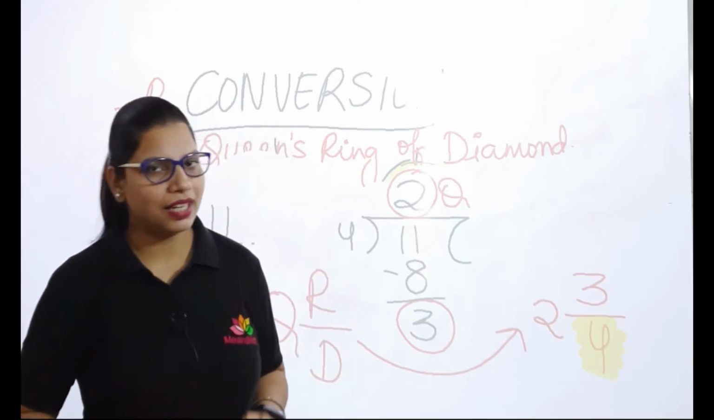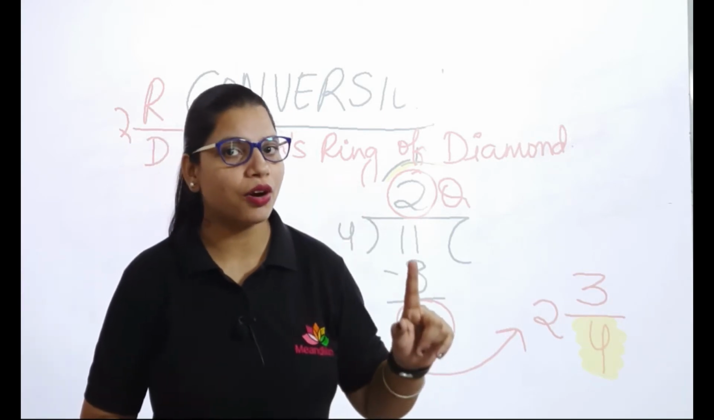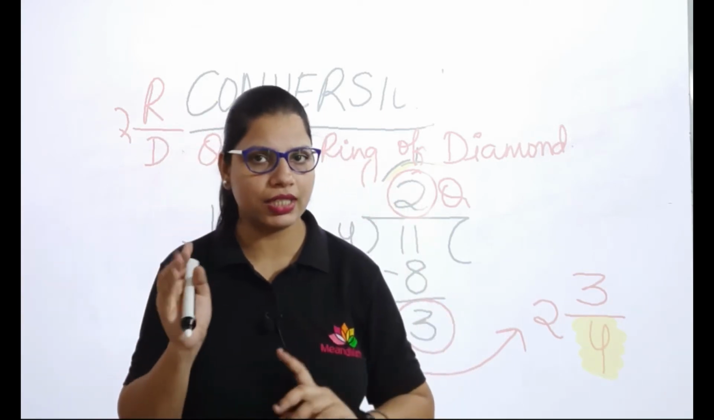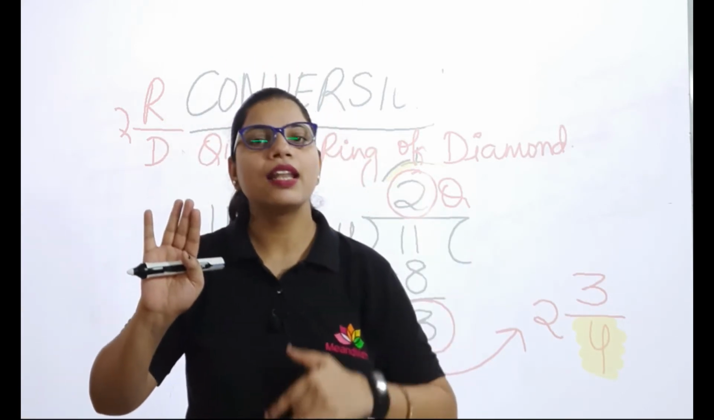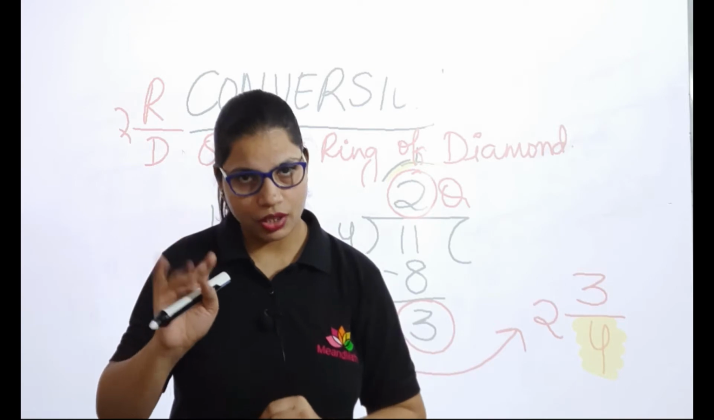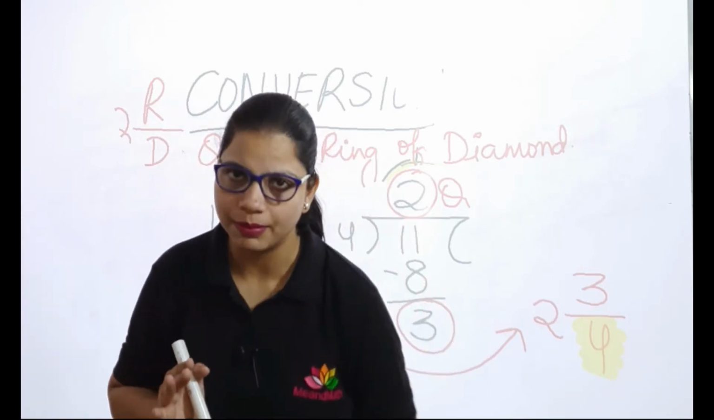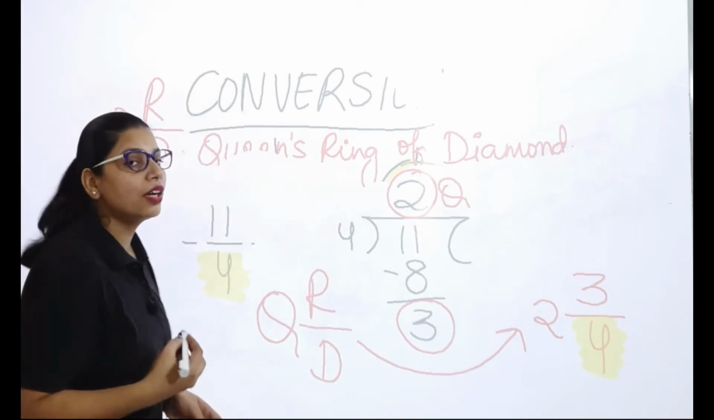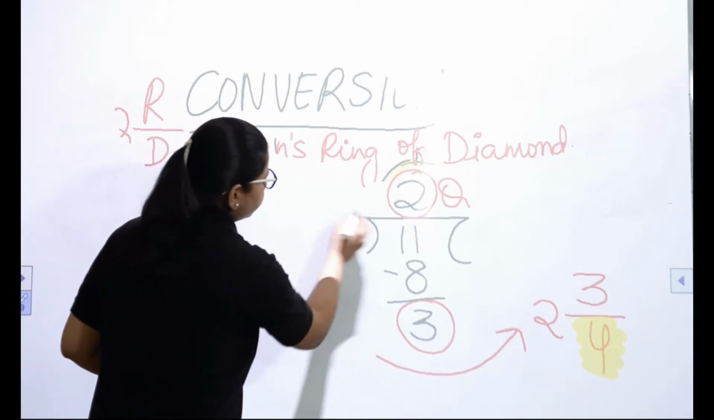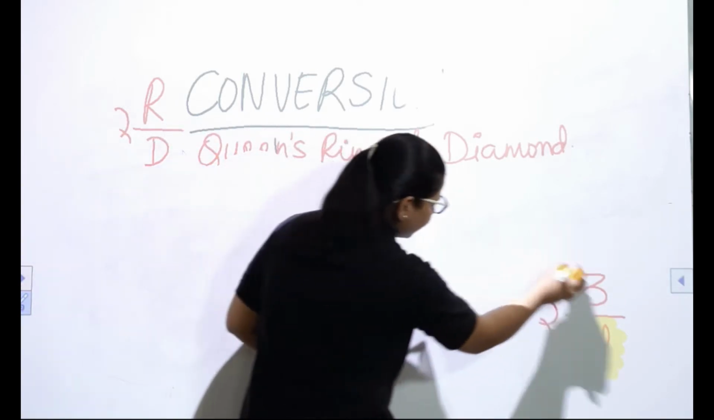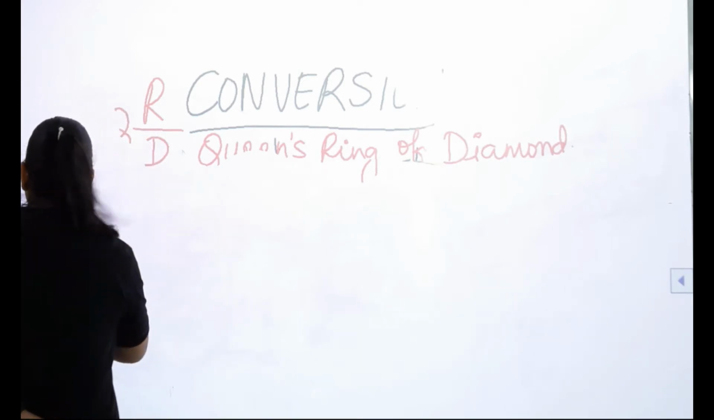Queen's Ring of Diamond. Let's repeat it 5 times. Aapke dimag mein image banni chahiye, where the queen is, where the ring is, and where the diamond is. Left side mein queen, then hamara ring and diamond aayega. Ring above and diamond below. Queen's Ring of Diamond. Ma'am is going to give you one more question.